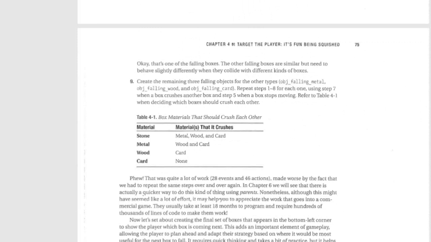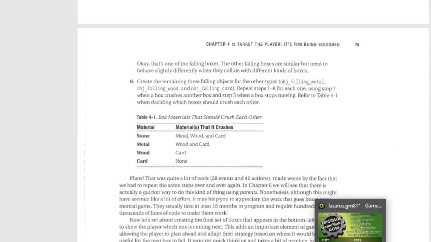So now that we have our first falling box, all right, so we created our falling stone, and that will crush the metal, wood, and card. Now we create a falling metal, and that'll crush the wood and the cardboard, but it'll stack on top of the stone and the metal. We'll have a falling wood box, and that'll only crush the cardboard, but it will go through it. Something I'm going to go back and change.